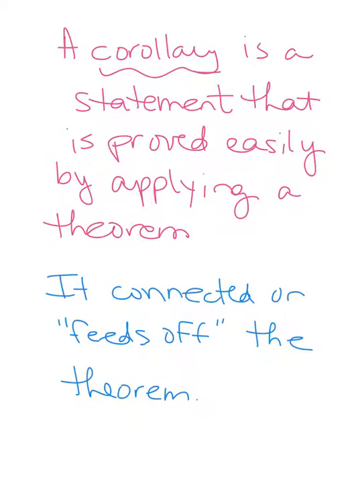Now, so far we've talked about theorems and postulates, but we haven't talked about corollaries yet. A corollary is a statement that is proved easily by applying a theorem. So you're taking a theorem and we're feeding off of it. So it's connected to the theorem in a way that you'll see in the examples that we have coming up.